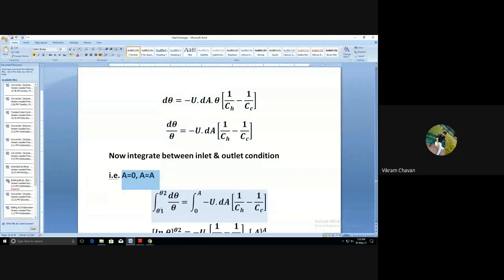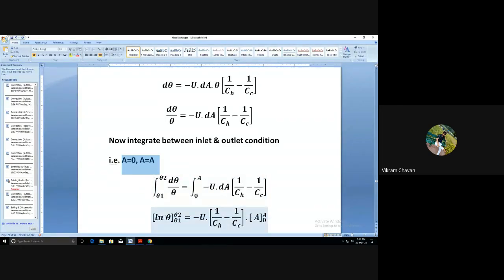So the integration of d theta divided by theta with the limits theta 1 to theta 2 is equal to the integration with the limits 0 to A of minus U multiplied by dA inside the bracket 1 upon Ch minus 1 upon Cc. Here theta is the variable, and on this side dA is the variable. All other quantities are just constants, so we have to integrate these quantities only, and we have to provide the limits.